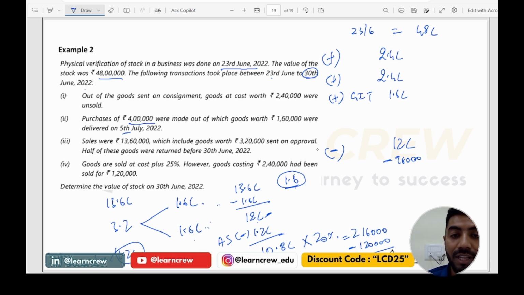If it's returned, we need to add. No, we need to add. The goods haven't returned back for us, so we need to add this. So 1,60,000 is the selling price. Okay. What is the cost of this?